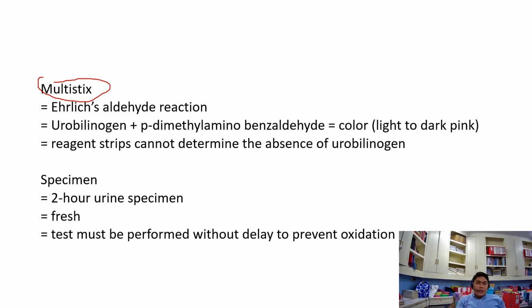The disadvantage or limitation of Multistix and other brands of chemical urinalysis strip is the inability of the reagent strip to determine the absence of urine urobilinogen. The urine specimen should be fresh, and tests must be performed without delay to prevent oxidation of urobilinogen.